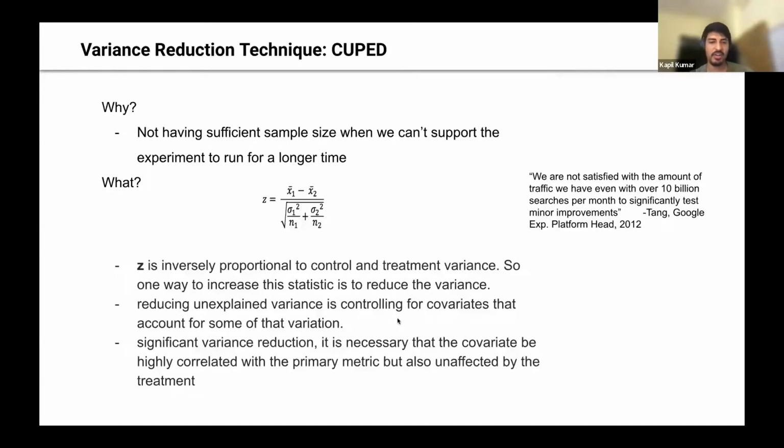So all we are doing here is reducing the variance, and that will help us increase the z statistic. What that means is, in a way, we would need a smaller sample size in this case. Okay. Cool.